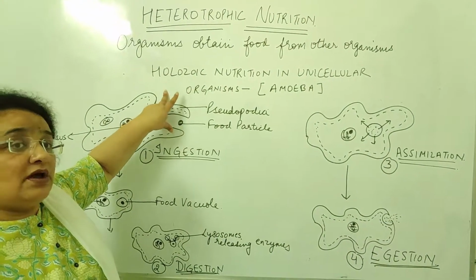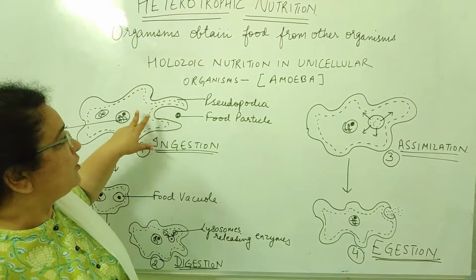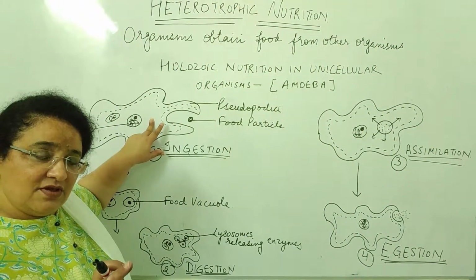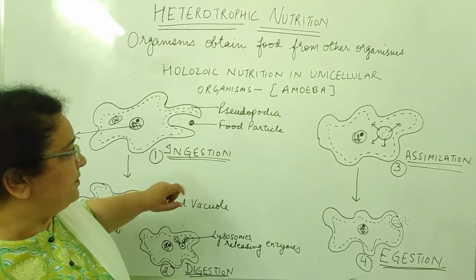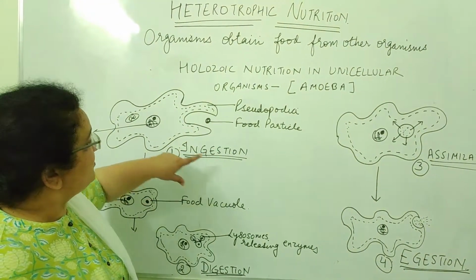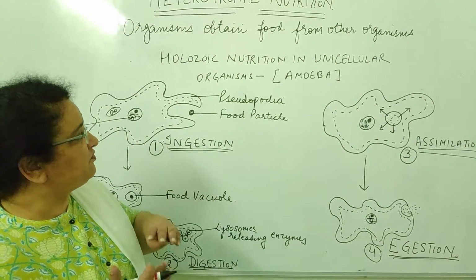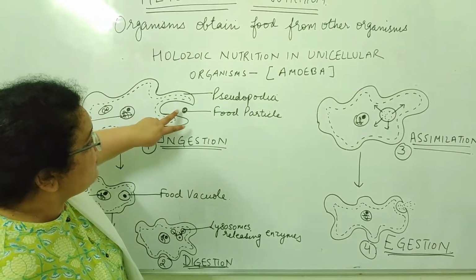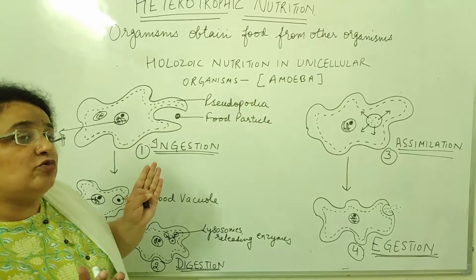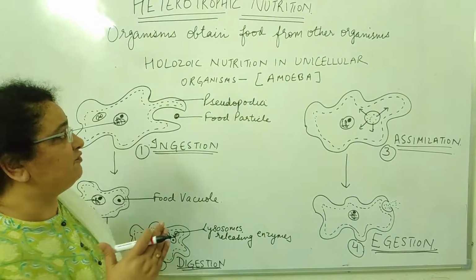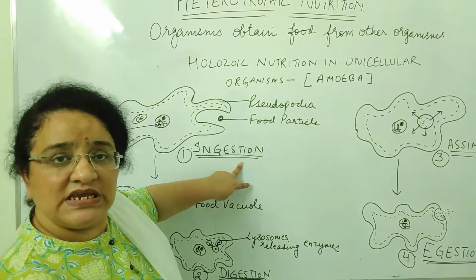As I told you, there are 4 steps in Holozoic nutrition, and we will observe them one by one in a unicellular organism. That is, all the various steps are carried out by this little creature, the amoeba. So first is ingestion. Amoeba doesn't have a specific shape, so it keeps changing its shape, and when food is around, it takes out pseudopodia and engulfs the food. Engulf means it encircles the food, and this step is known as ingestion.